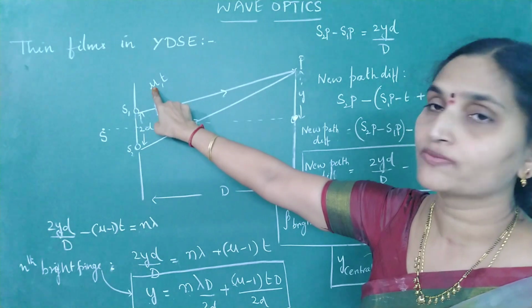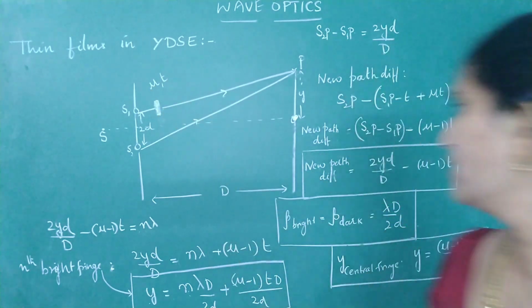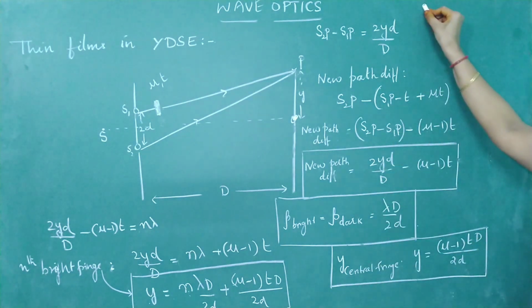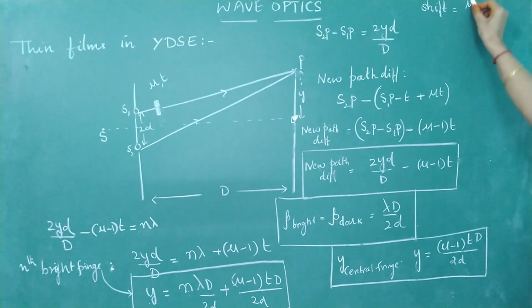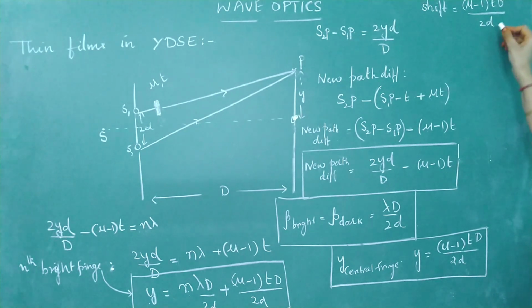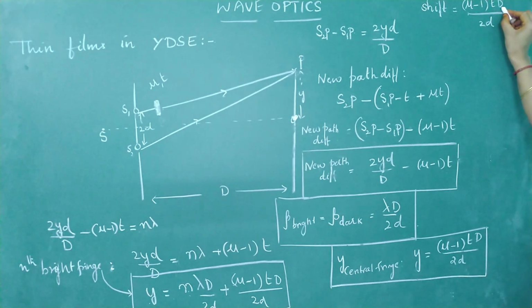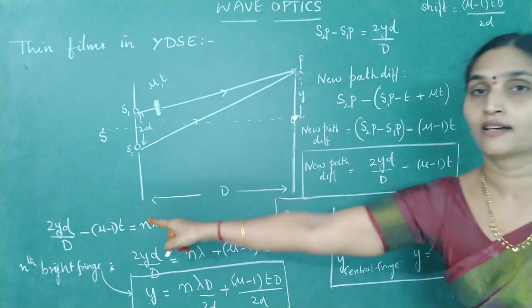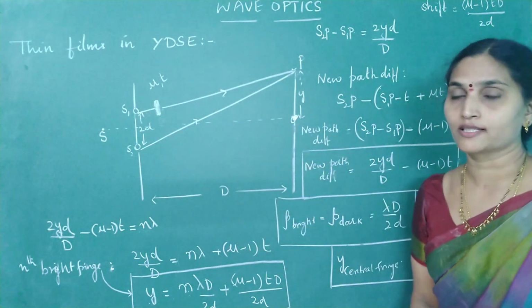By introducing a film of thickness t and refractive index mu, what should be your formula for shift in the fringes? Here I am writing: the fringe pattern shifts by a distance (mu minus 1) t capital D by 2d. t is the thickness of the film, mu is the refractive index of the thin film, capital D is the distance between slits and the screen, and 2d is the distance between the two slits.